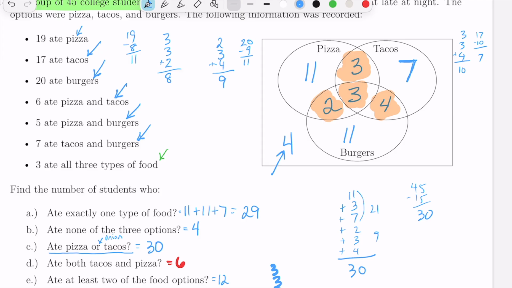Lastly, ate pizza and burgers but not tacos. So pizza and burgers, if I start out with that, that would look like these 5. 5 people ate pizza and burgers. And then it says, but not tacos. So that means we want to get rid of those taco people. The only ones left are those 2. So our answer to this one is just 2. 2 people ate pizza and burgers, but not tacos.